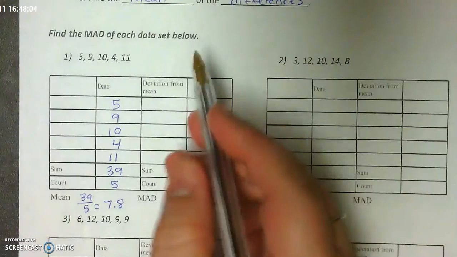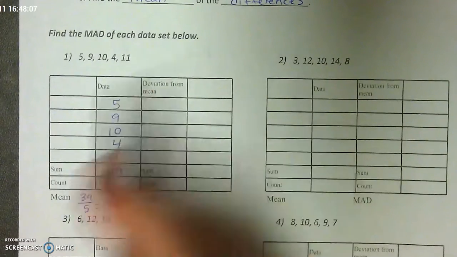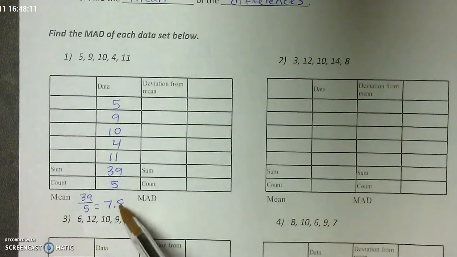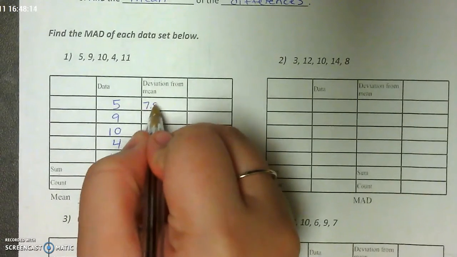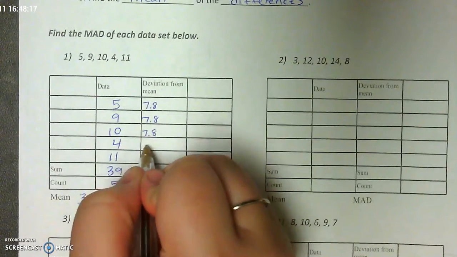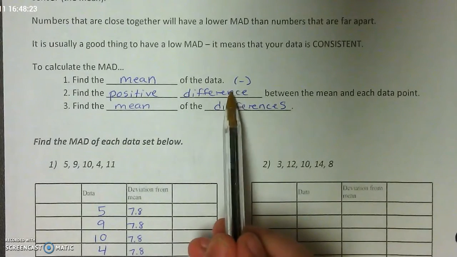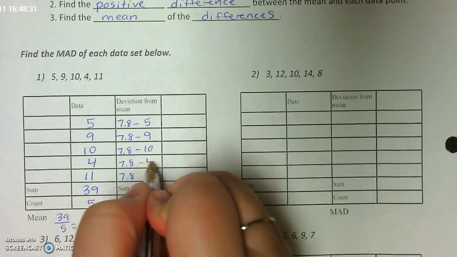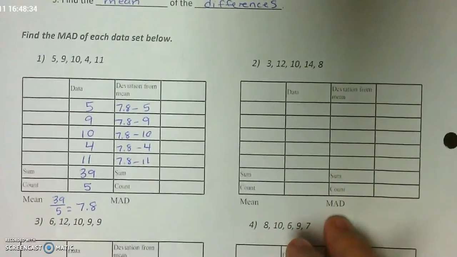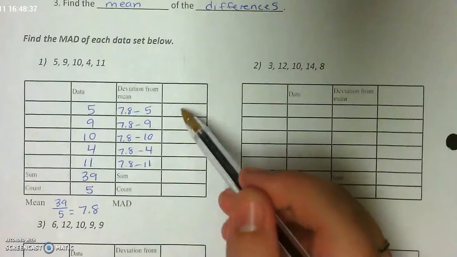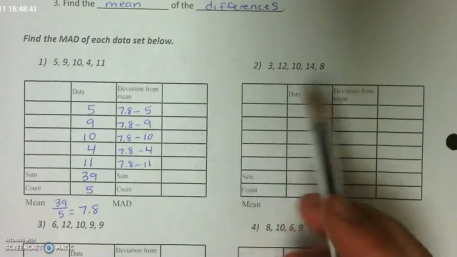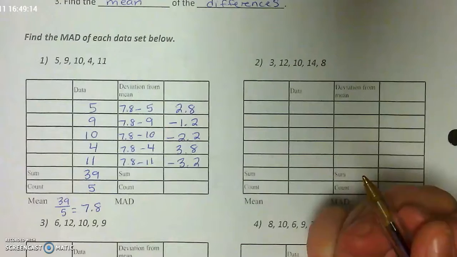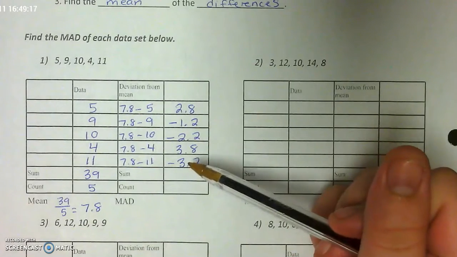Now the second column says the deviation from the mean. So deviation, we're just going to say how far away is this number from the mean. We're going to write the mean in every single box first. Now remember, we're going to take the positive difference. The first thing is we're going to take the difference, then the positive is going to come in later. So we're going to say 7.8 minus 5, minus 9, minus 10, minus 4, and minus 11. Okay, go ahead and pause the video and try to subtract all these and put the negative if it became negative. Okay, so you should have got these differences.